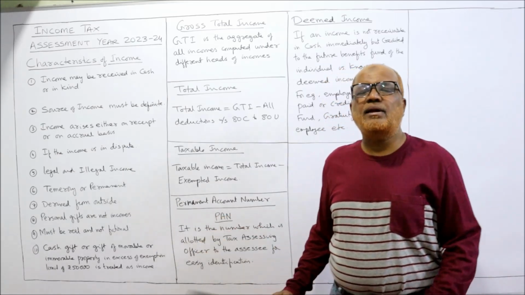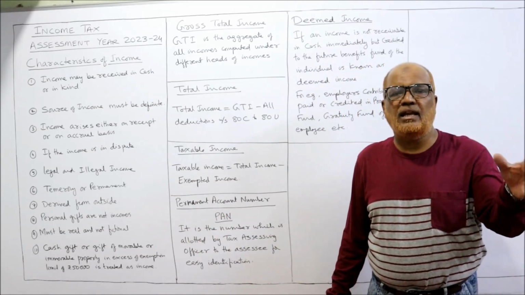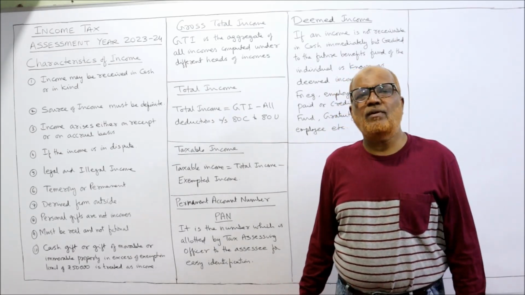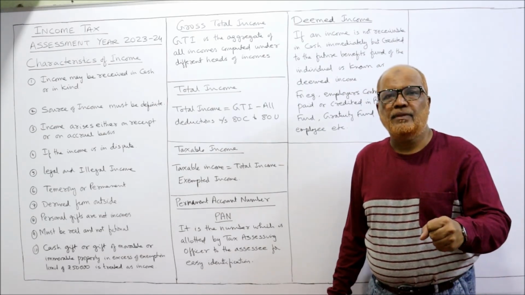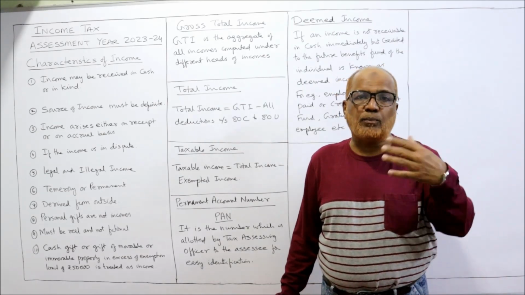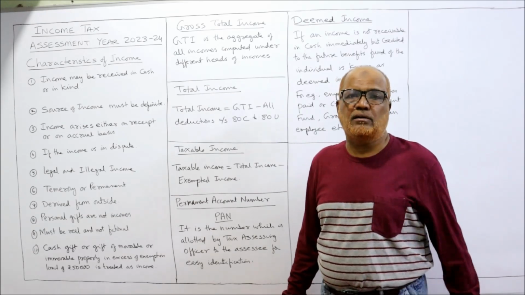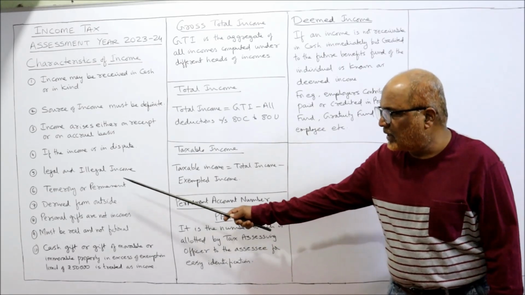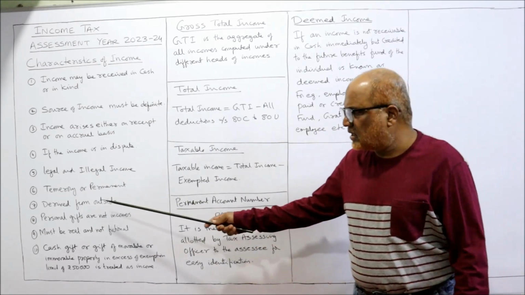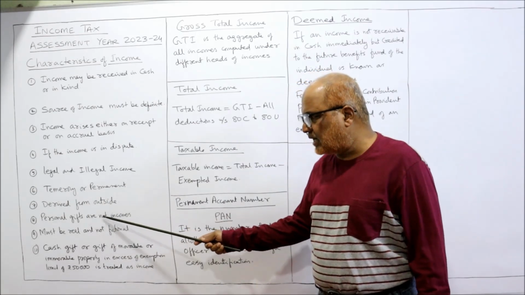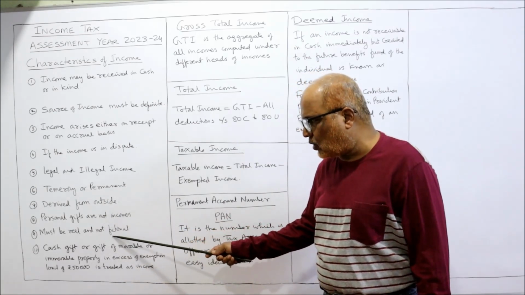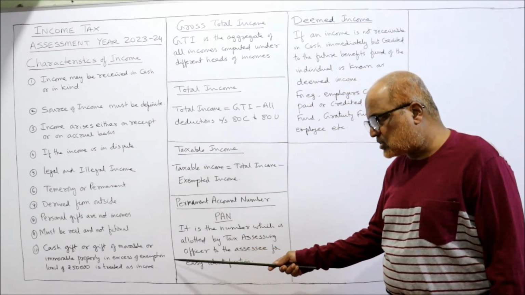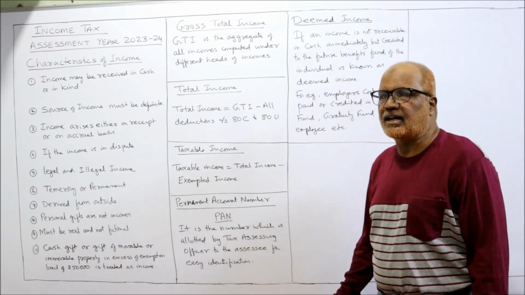Next, the Income Tax Act is not bothered whether the income is legal or illegal. Any income is taxable. Suppose a person has earned illegal income, then income tax will be applied. Later on, other prosecution will be done for the illegal activity. But first of all, income tax has to be paid even on illegal income. Temporary or permanent, derived from outside, personal gift or not, incomes must be real and not fictional. Cash gift or gift of movable or immovable property in excess of the exemption limit of 50,000 is treated as income.